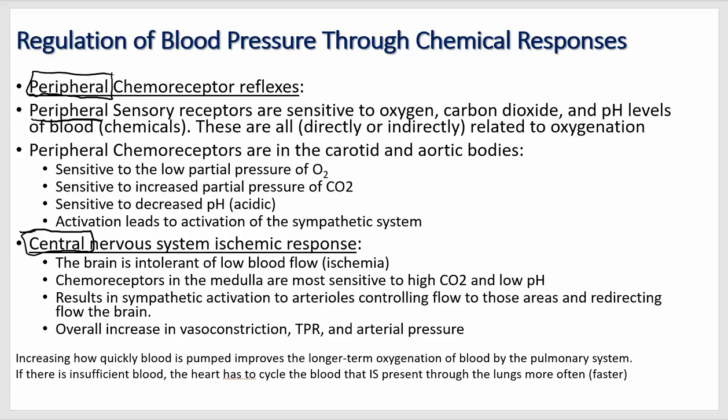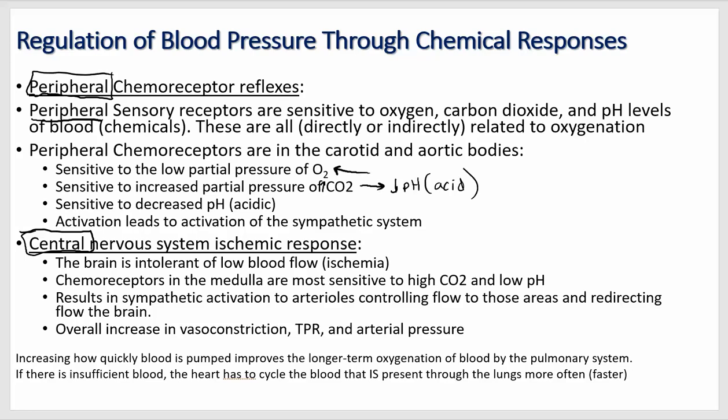that we saw for the baroreceptors. But they're sensitive to chemicals, so sensitive to low partial pressure of oxygen, so low amount of oxygen in the blood. Not enough oxygen, not good. Sensitive to increased partial pressure of carbon dioxide, so more carbon dioxide also kind of means we're metabolizing too much, not getting enough oxygen, and the body doesn't like it. So decreased pH, so with increased carbon dioxide comes decreased pH, which is acidic.